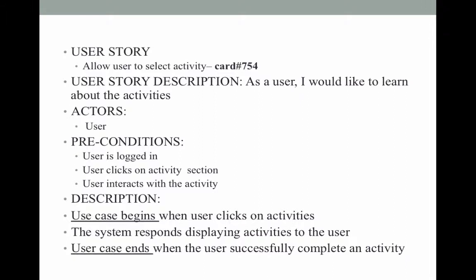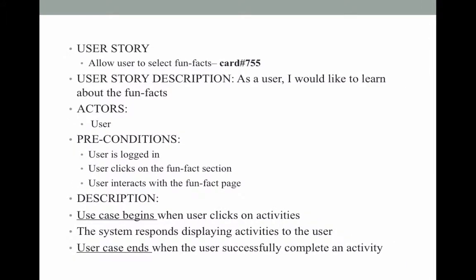The next user story allows the user to select an activity. The user is logged in, clicks on the activity section, and interacts with the activity. The use case begins when the user clicks on activities. The system responds by displaying the activities to the user, and the use case ends when the user successfully completes an activity.